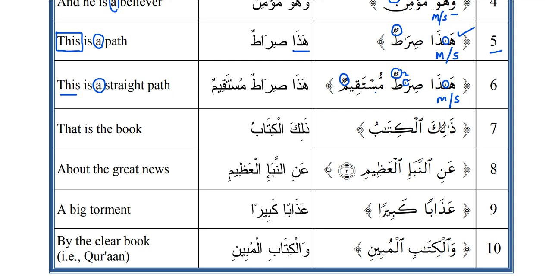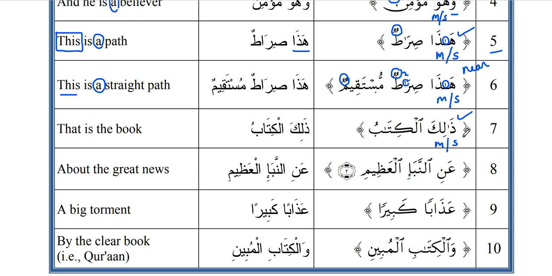Okay, ذلك. Now we come to another demonstrative pronoun, ذلك. What is the difference between the two demonstrative pronouns here, هذا and ذلك? This is for near. When you want to point to an object which is near to you, you will say هذا, that is, this. And when you want to point out to objects which are far away, you say ذلك. This is also for male singular.